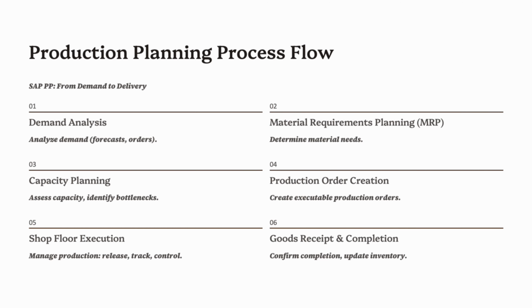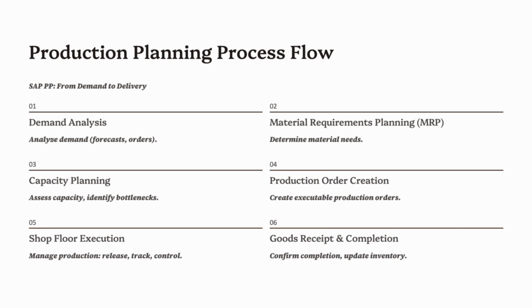Part 3. The Production Planning Process Flow. Once master data is in place, SAP PP brings it to life through a structured planning to execution cycle. This flow ensures that raw materials are available, capacity is planned, and production orders run on time. Here's the high-level process: demand management. It starts with sales forecasts or customer orders. This demand tells the system what products need to be produced and by when.